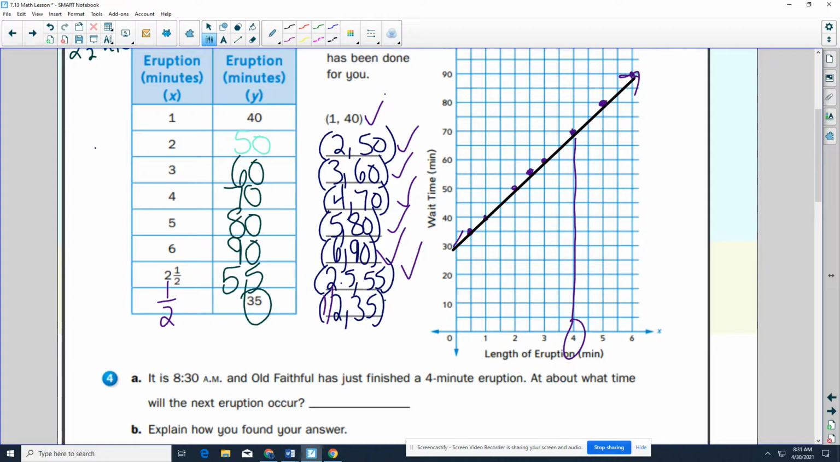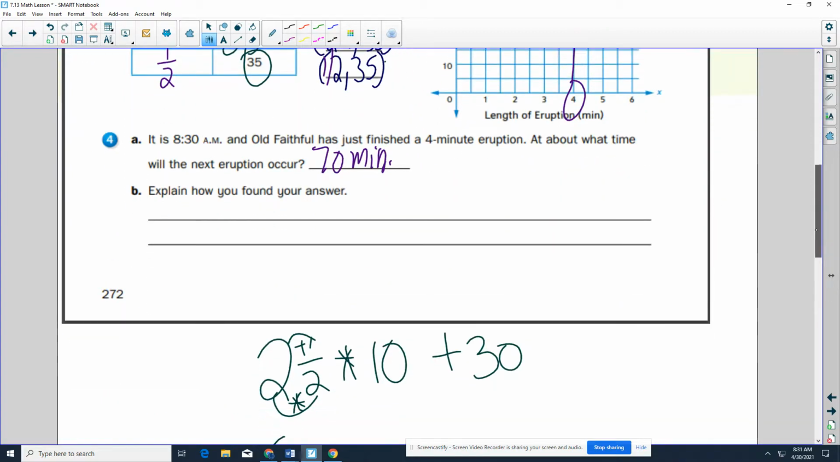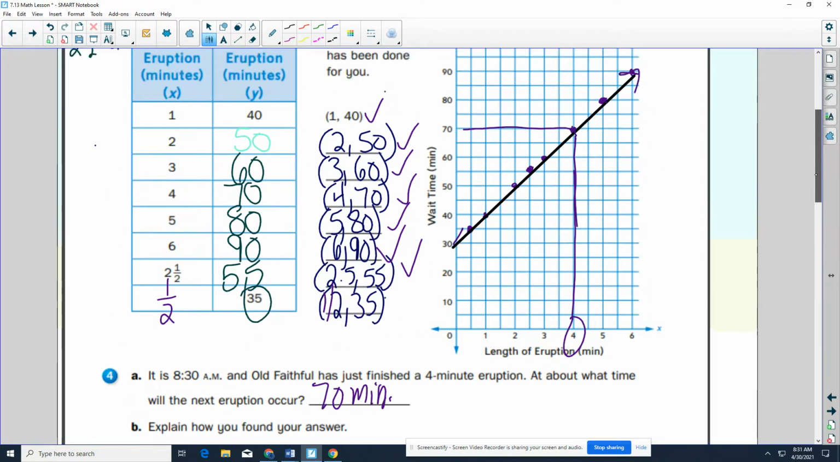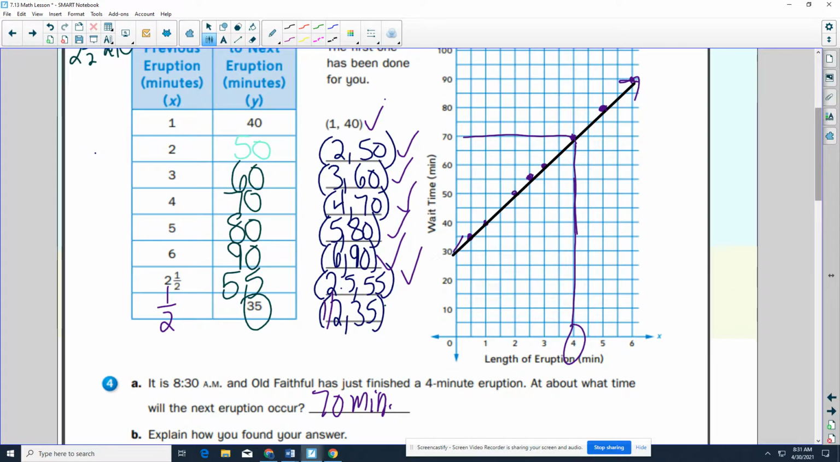You can see it, you go over to 5, or sorry, the next eruption would occur about 70 minutes when you go across there. So about what time? About 70 minutes. So you can see at about 70 minutes, if you take your finger and just go all the way up until it intersects with that line and it interpolates, and you see that it is about 70 minutes you would have to wait. So then you're going to go through and explain your answer. Just explain how you use the graph, or you could even use the formula.